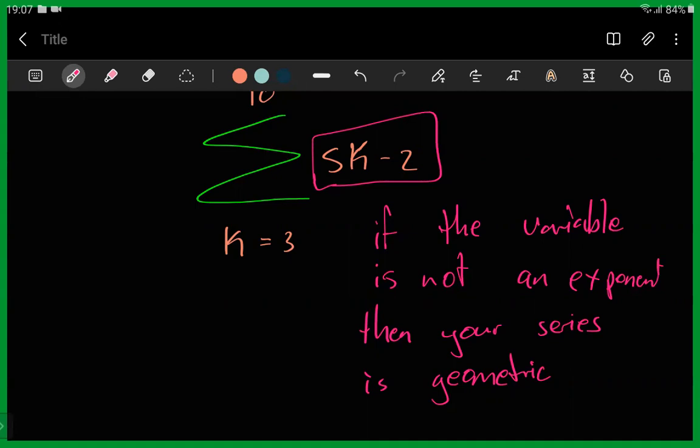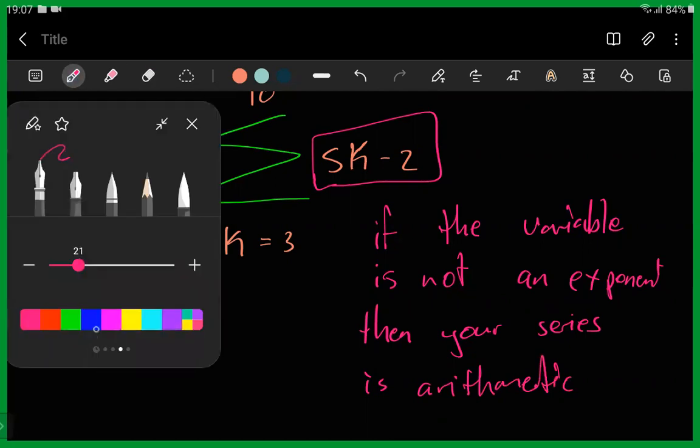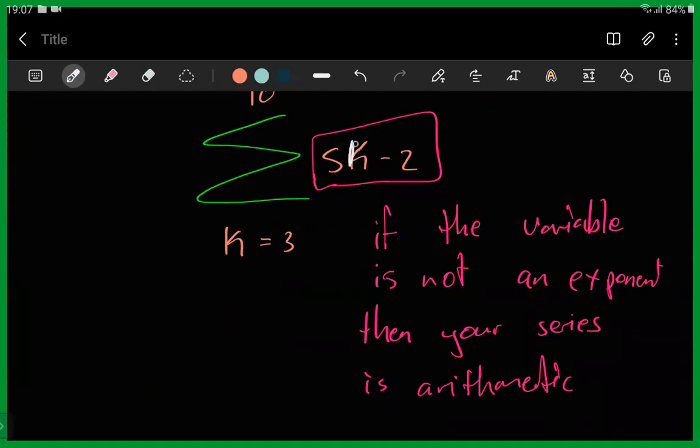No. Arithmetic, bro. Come on. If the variable is not an exponent, your series is arithmetic. Just like this one, the variable is not an exponent, so you're dealing with an arithmetic series. If k was an exponent, then you'd be dealing with a geometric series. Cool.